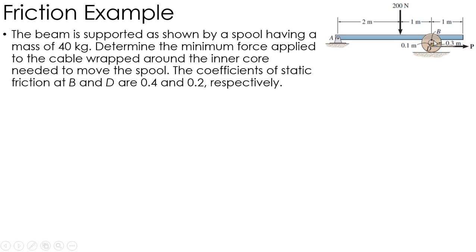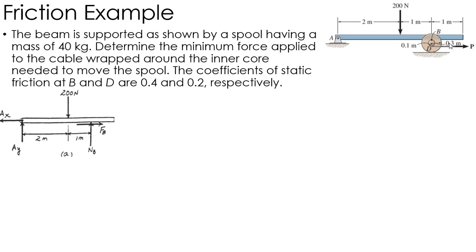of that spool. Okay, the coefficient of static friction between B, which is at the top here, contacting the beam, and D, which is here contacting the ground, this one's 0.4, this one's 0.2. And I want to figure out the minimum force required to get motion. Okay, so we're going to start by drawing some free body diagrams.